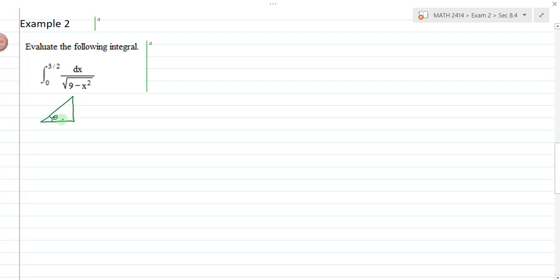I'm going to put my angle theta right here, and this will be my 90-degree angle. Always start by answering what the hypotenuse is going to be. For this problem, what will the hypotenuse be? It would be 3 because we have subtraction.